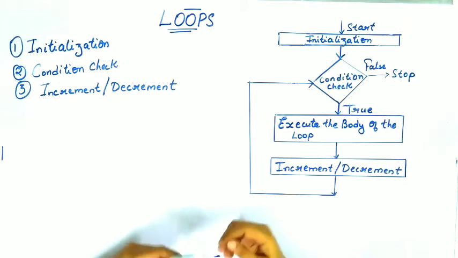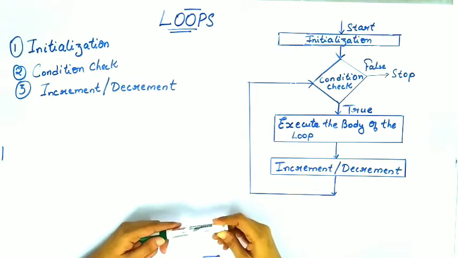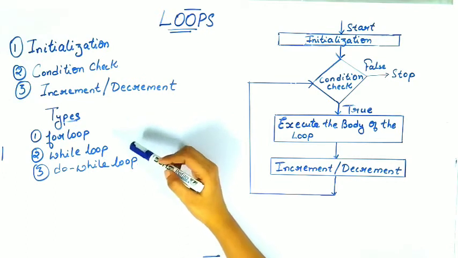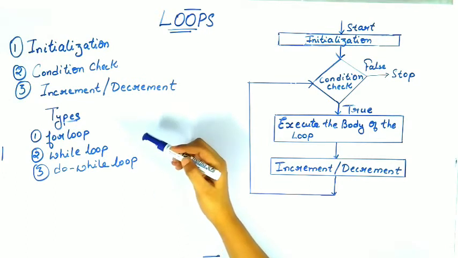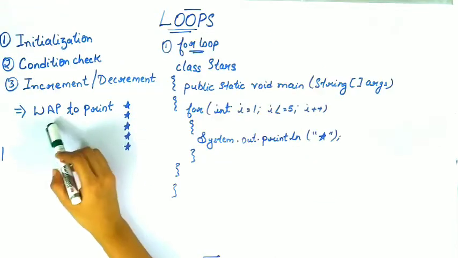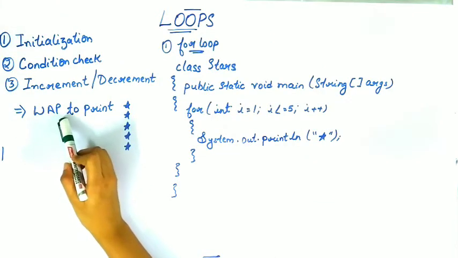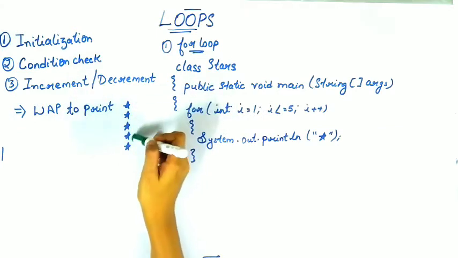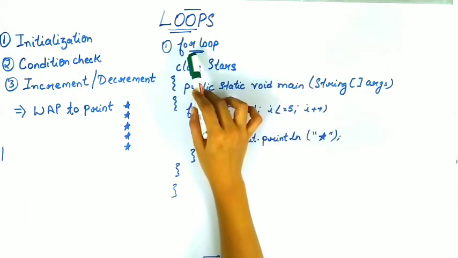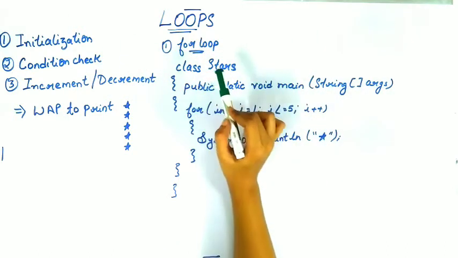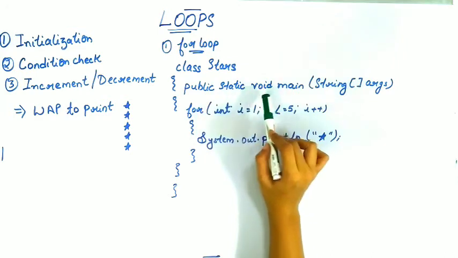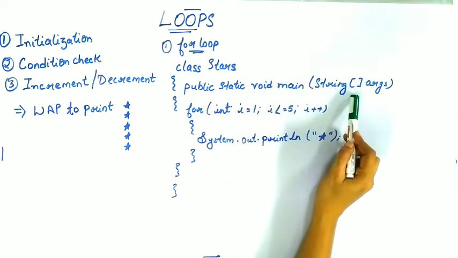There are 3 types of loops, that is, the for loop, while loop and do while loop. Now we will write the same program of printing the stars in a row using all the 3 loops. The question which we had is, write a program to print 5 stars in a row. So, first is using the for loop. We will create a class called stars. Then we will call the main method.